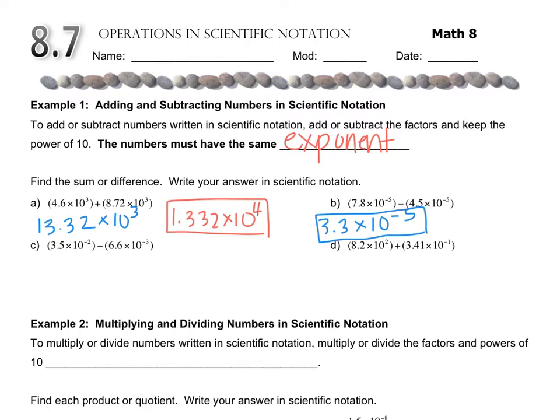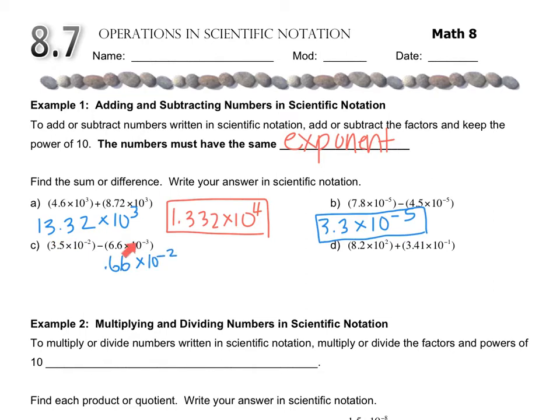Now this is where the tricky stuff happens, because if you look at letter C, they have different powers. So you can't do the rule because you can't keep the power, because they have different powers. So let's think about what this exponent means. This means I'm going to move it 2 places to the left because it's negative. This means that I'm going to move it 3 places to the left because it's negative. So let me do this. Let's move this 6.6 1 place to the left. So I get 0.66, and then I only need to move it 2 more places, right?